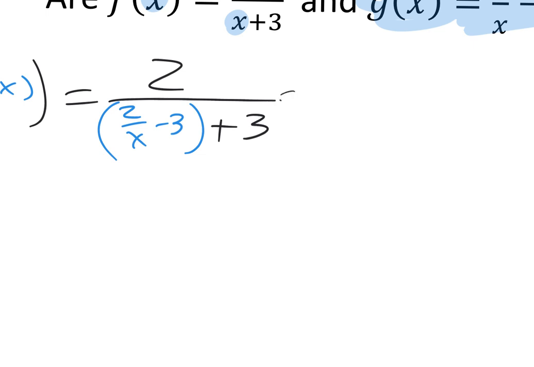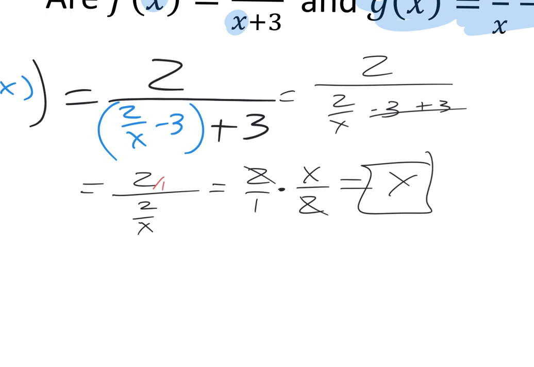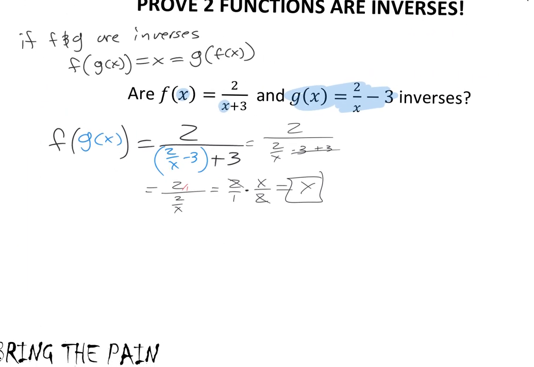Well, we really don't need the parentheses much here because there's nothing happening to them. So I have 2 over x minus 3 plus 3. Those obviously just cancel each other out. Then I have 2 divided by 2 over x. And remember, anytime we're dividing by a fraction, we can flip and multiply by the reciprocal. We can think of this 2 as 2 over 1, so this is the same as 2 over 1 times x over 2. Sure enough, these 2's cancel out, and we're left with just x. Voila, look at that. So are these inverses? Yes, they are, because when you plug one into the other, you end up with just x.